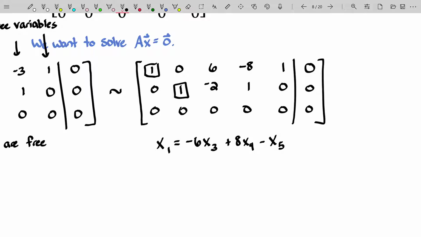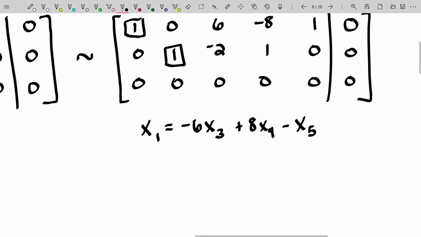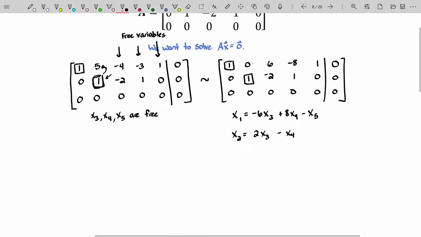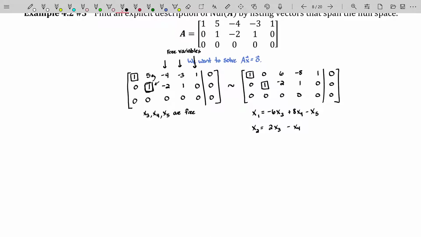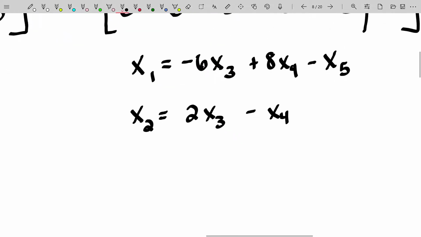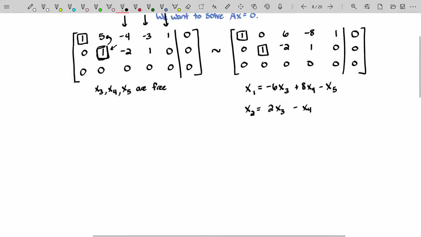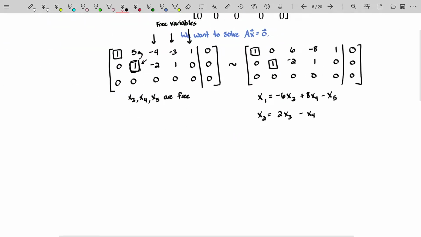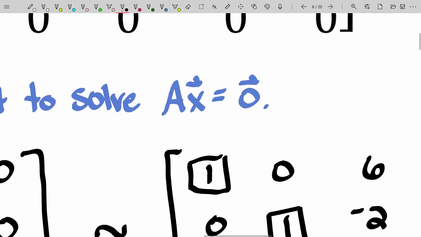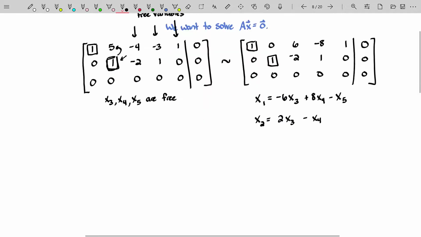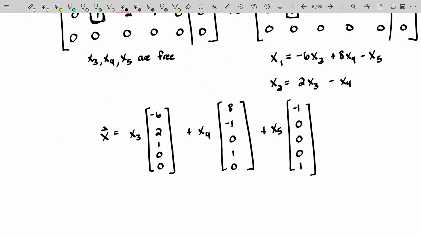This is basically a rewind all the way back to the beginning of your linear algebra course. We'll do the same thing for row 2, and we have all the information we need. x3, x4, x5 are free variables, and x1 and x2 are described in terms of those free variables. So a solution, or I should say all solutions, to Ax = 0 can be written in the form shown here.